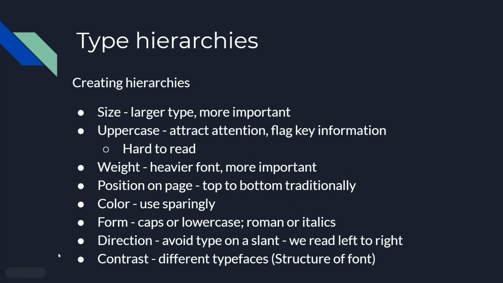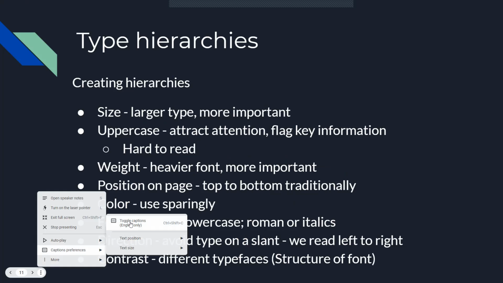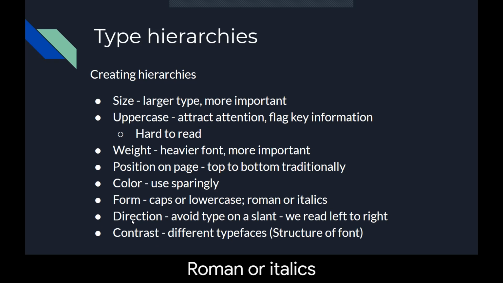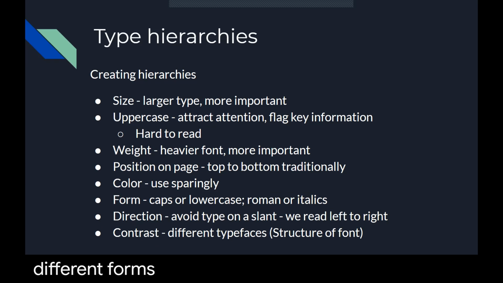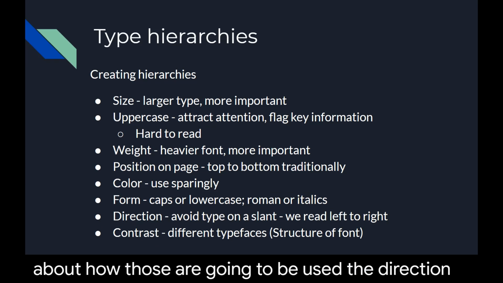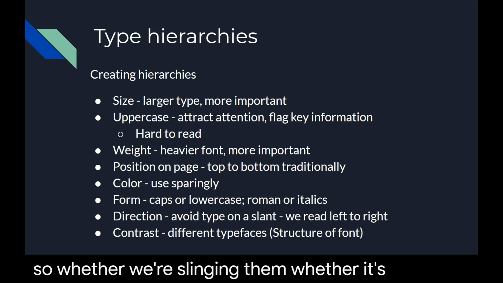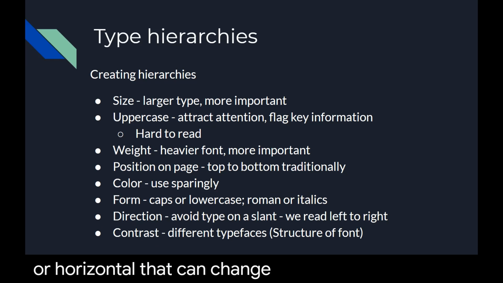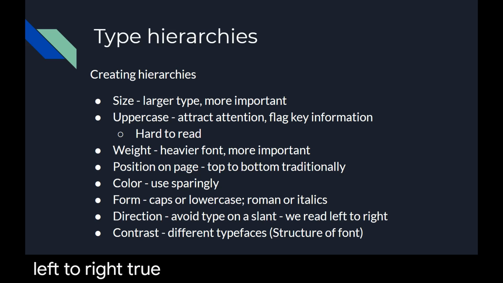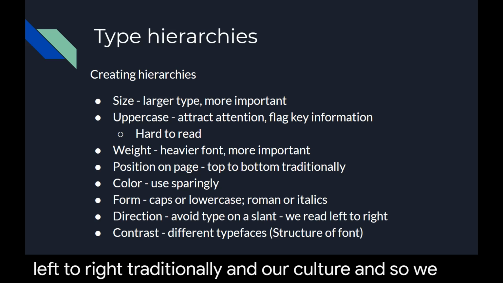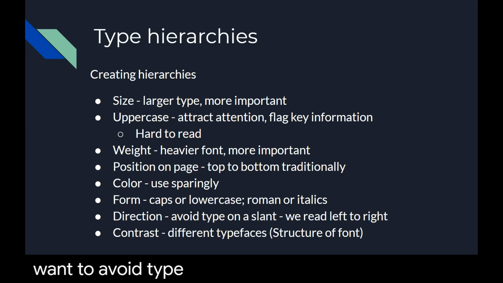Forms such as all caps, lowercase, Roman or italics, bold or regular, all of these are different forms of the font. And so we need to think about how those are going to be used, the direction. So whether we're slanting them, whether it's vertical or horizontal, that can change the hierarchy and how we interpret it. But keep in mind, we read from left to right traditionally in our culture. And so we want to avoid type that is slanted or that moves from right to left.